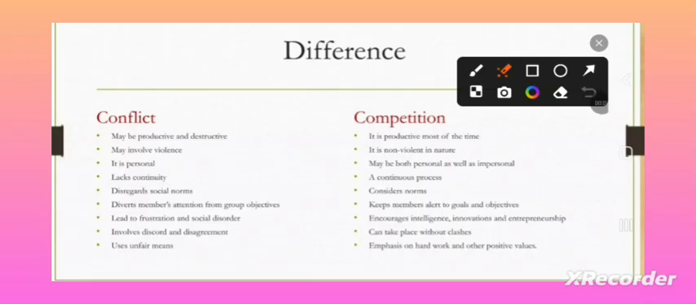Differences. Conflict may be productive and destructive. In competition, it is productive most of the time. In conflict, the aim is to destroy or injure opponents and eliminate them. In competition, the aim is to achieve a goal or desire before others. In conflict, the nature may involve violence, and may be both personal and impersonal. Competition is non-violent in nature.